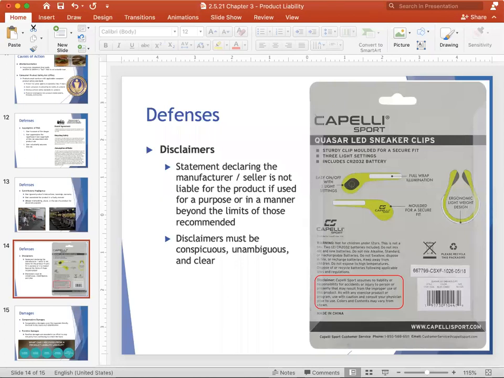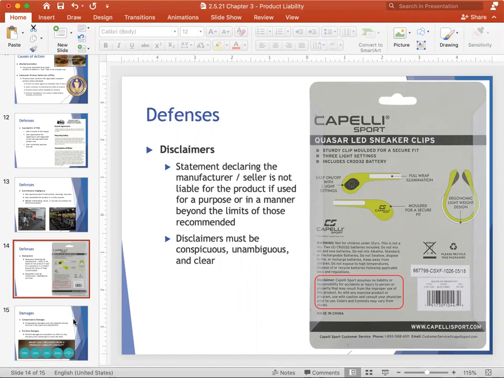And similar to a warranty, similar to marketing, disclaimers must be conspicuous. So you must be able to find it. It must be unambiguous and clear. So specific, easy to understand.